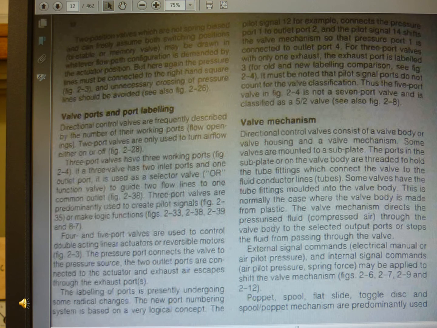Some valves have tube fittings mounted into the valve body, and this is normally the case where the valve body is made from plastic. The valve mechanism directs the pressure to flow through the valve body to the selected outlet port, or stops the fluid from passing through the valve. External signal commands, electrical, manual or air pilot pressure, and internal signal commands, air pilot pressure and spring force, may be applied to alter the valve mechanism.